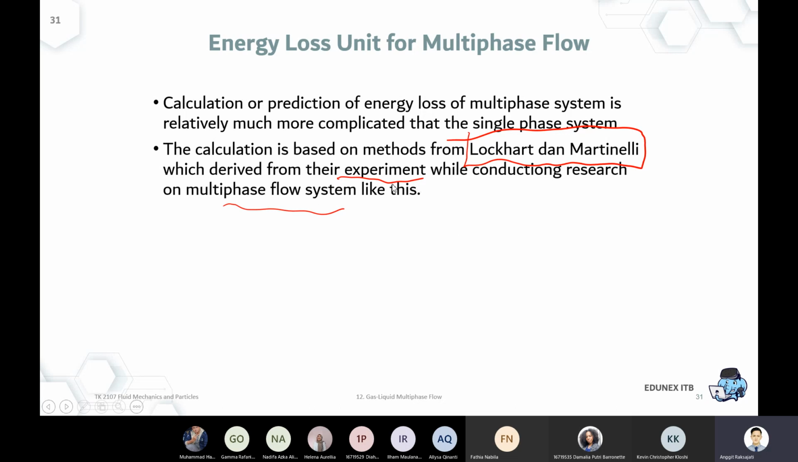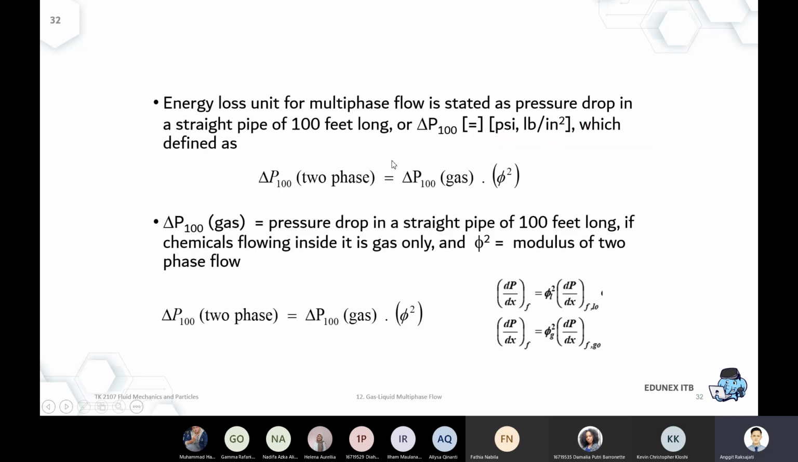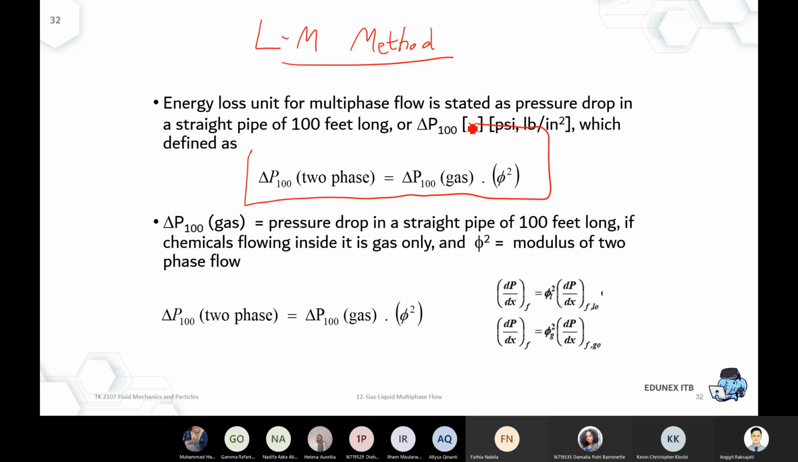So yep, it's coming from experiment, regress it empirically. So the concept in Lockhart-Martinelli, okay, this is the Lockhart-Martinelli method. I hope you're still paying attention to how it's calculated, okay? So that's the main concept over here.